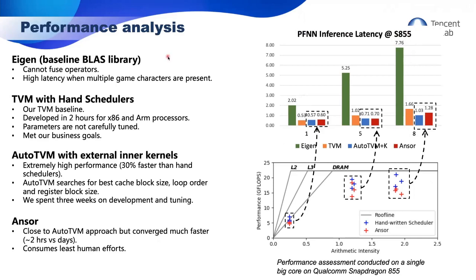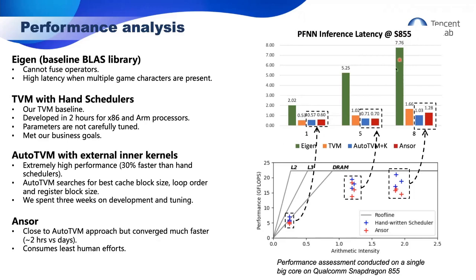This is mainly because Eigen cannot fuse the interpolation and fully connected layer operators. So fusion makes a big difference here. Even if Eigen could be much faster than this performance, let's say 4 times faster, it is still not very desirable. So the claim here is that with any traditional neural network inference library or BLAS library, we cannot meet our goal.